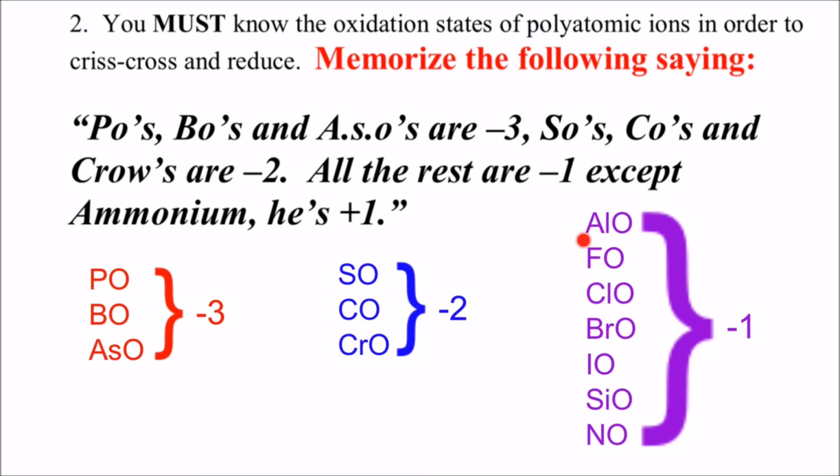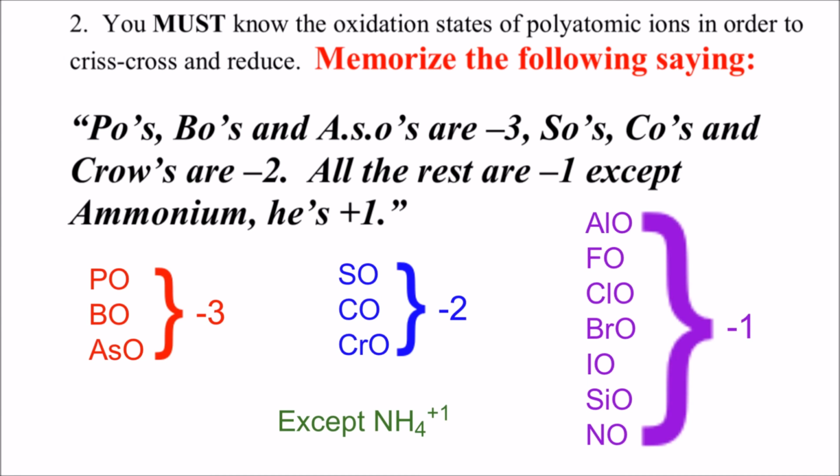Now, these right here, I'm not sure that I've actually accounted for every single other possible polyatomic anion that we could have, but these are most of them, and most of the ones that we're going to run into anyways. So we have aluminum with oxygen, fluorine with oxygen, chlorine, bromine, iodine, silicon, nitrogen, and so on and so forth. So all of those are going to have a -1 charge, except for ammonium, he's +1. Now ammonium is NH4, if you'll remember.